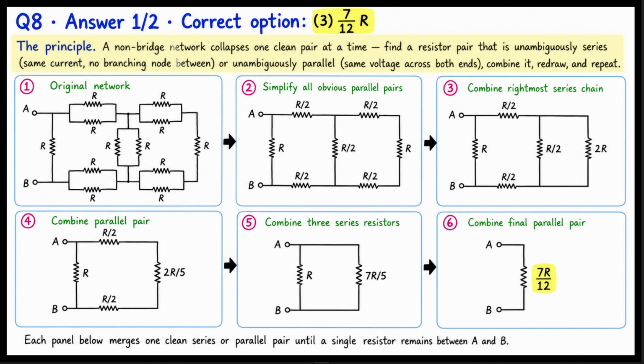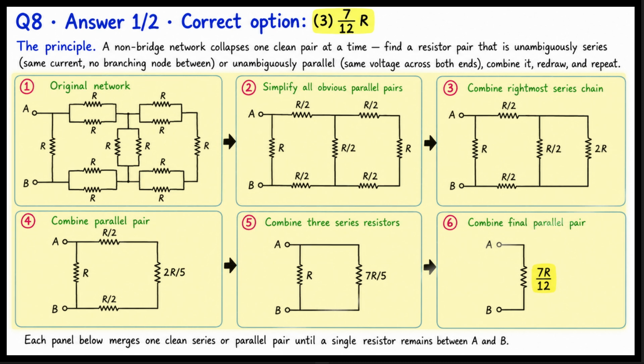At each step, find a clean series pair, same current, no branching node between them, or a clean parallel pair, same voltage across both ends. Combine that pair, redraw, and repeat until you are left with one resistor. The arithmetic in each step is trivial. The difficulty is choosing which pair to collapse next.